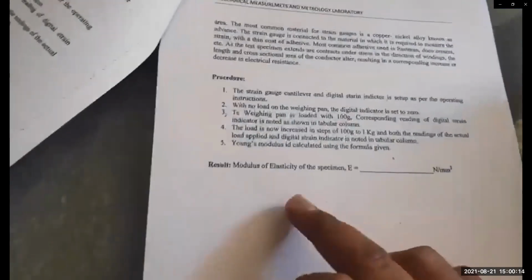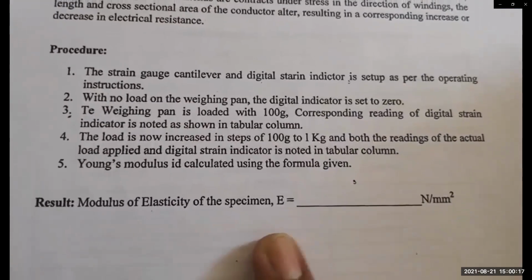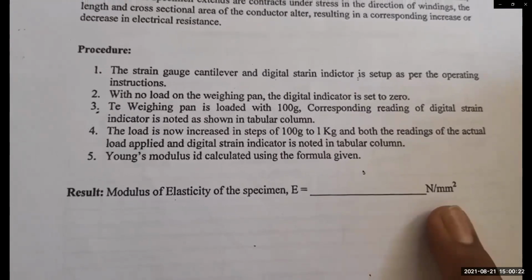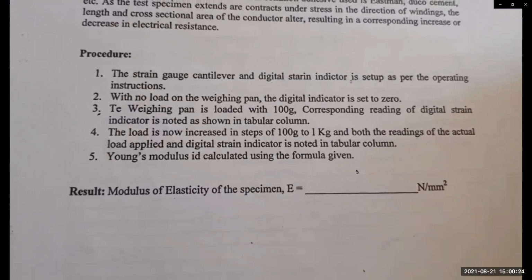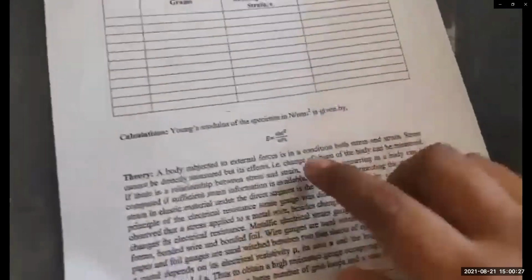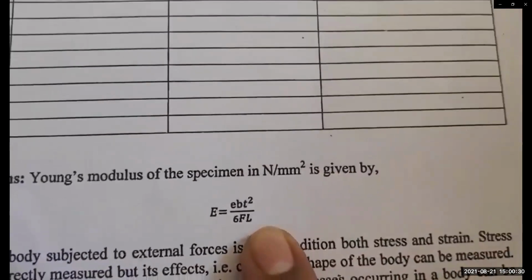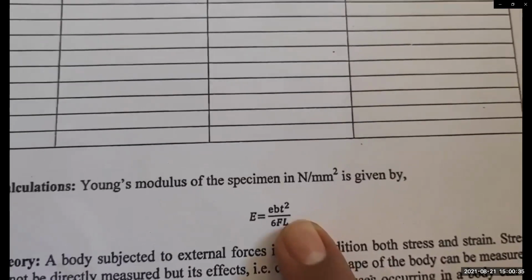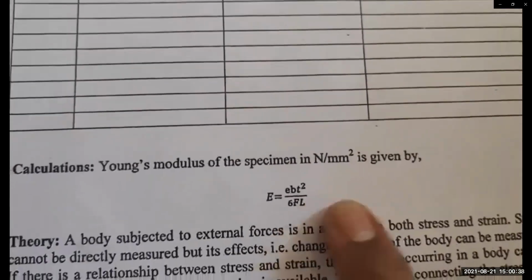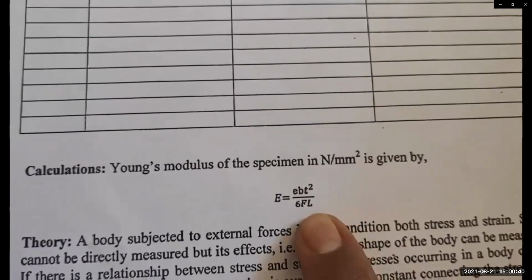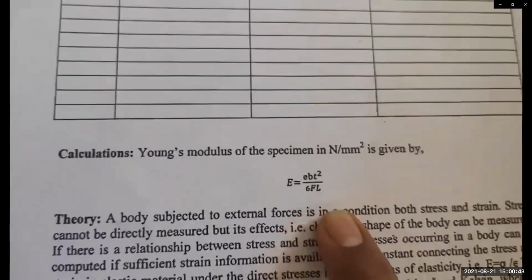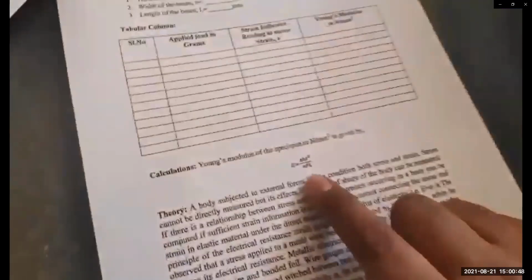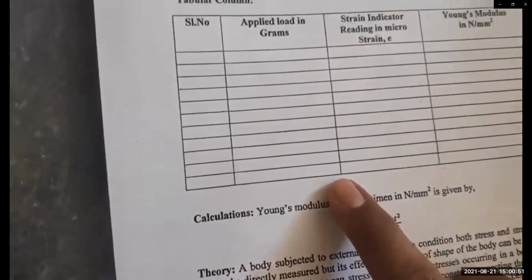You have to write the final result as: modulus of elasticity of the specimen E is given by some value, whatever value you get. That will be in terms of Newton per mm square. While doing the calculation, you have to be careful that all the units are substituted properly, because if you are substituting B in mm, T should also be in mm, and L should also be in mm, and F is the load. Here you are applying the load in grams, but you have to convert this load F into Newton.